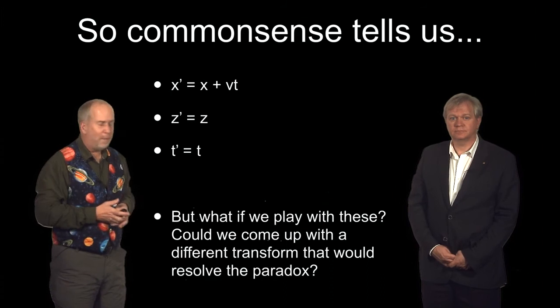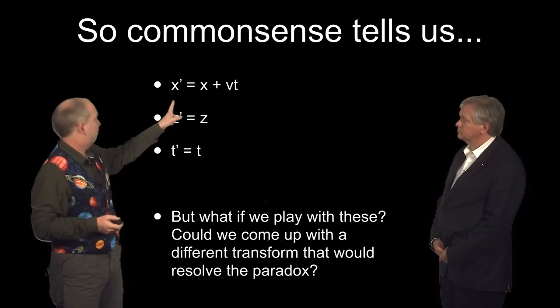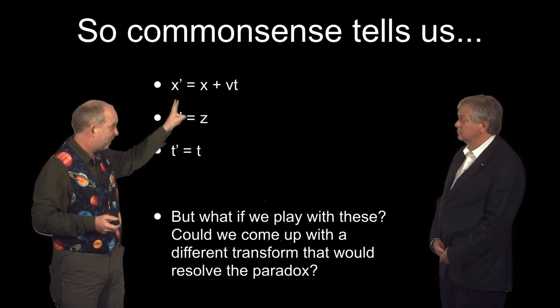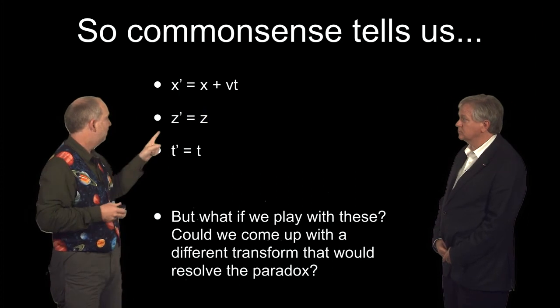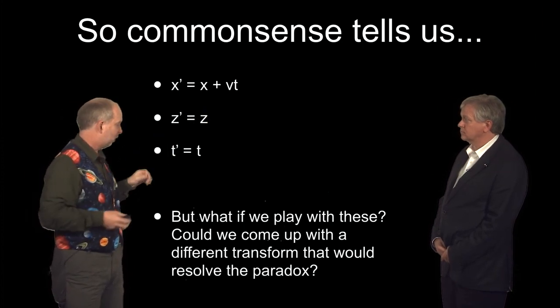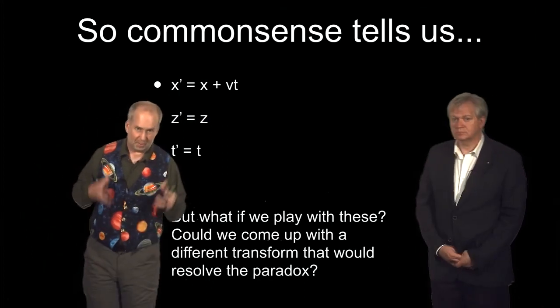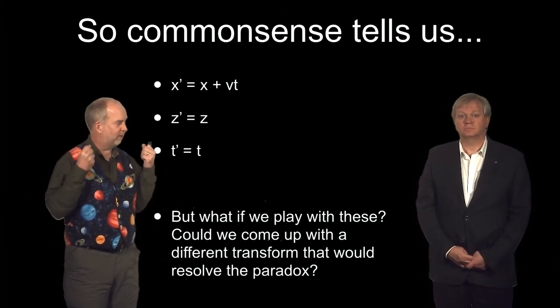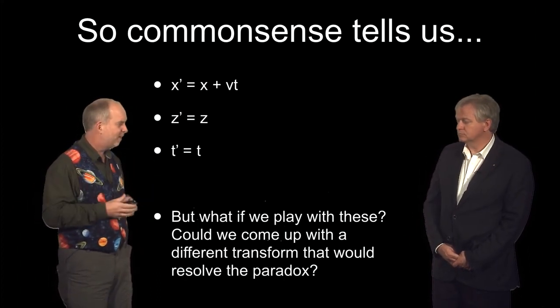Okay, so this is a common sense, actually wrong, transform. So x prime, what I measure for x for your hand-raising event, is just what you measure plus v times t. Z is the same, y is just offset by a constant, I haven't bothered showing that, and the time is the same. So that's common sense, but remember we've got this paradox. We've got light travelling at the same speed and violating Galileo's relativity, and what the hell's going on here.